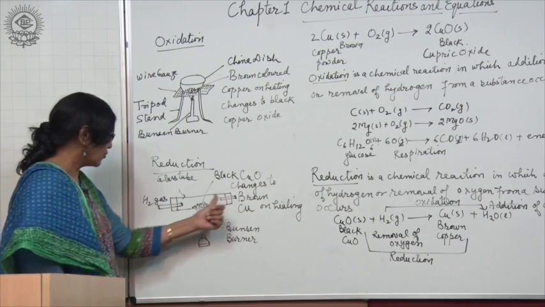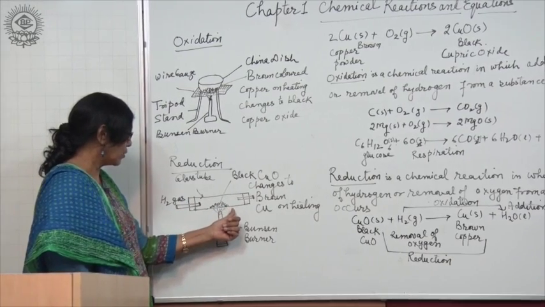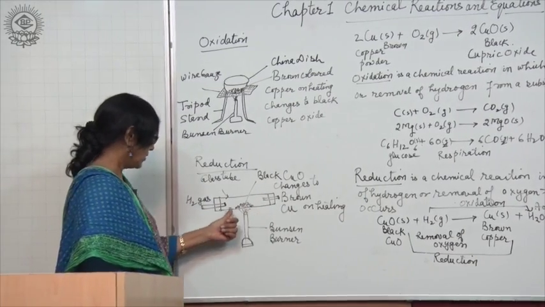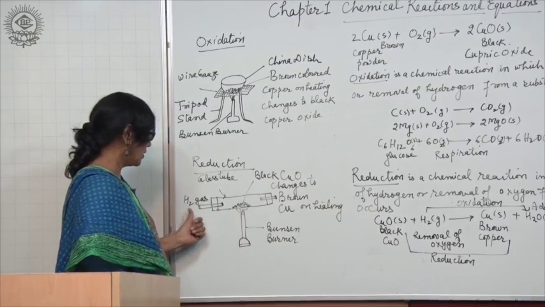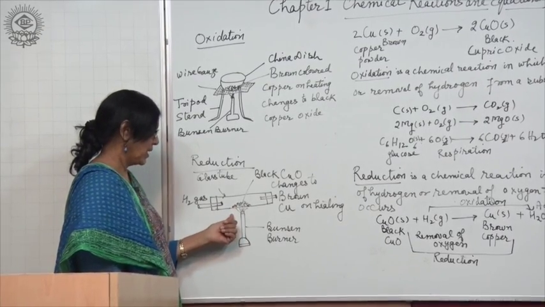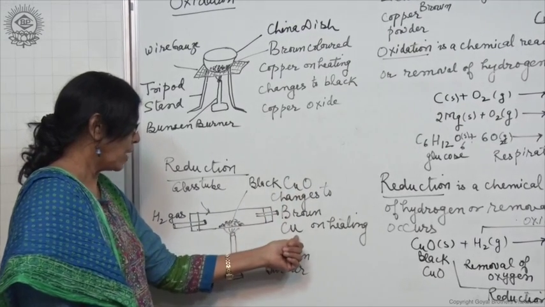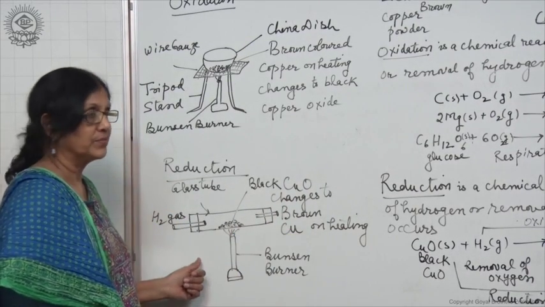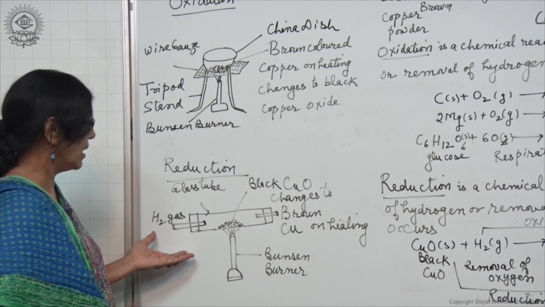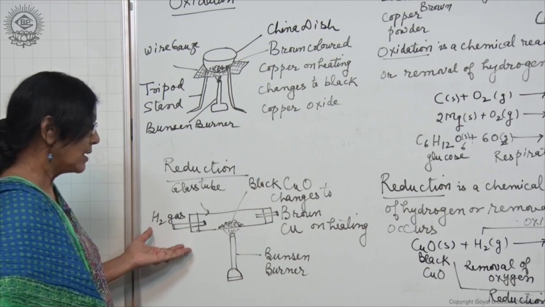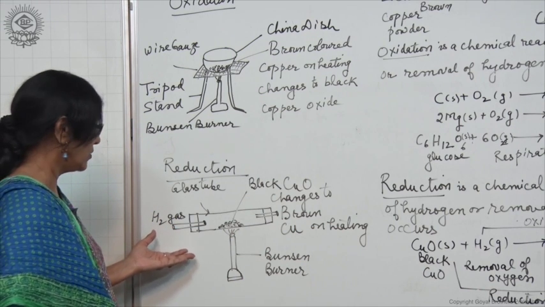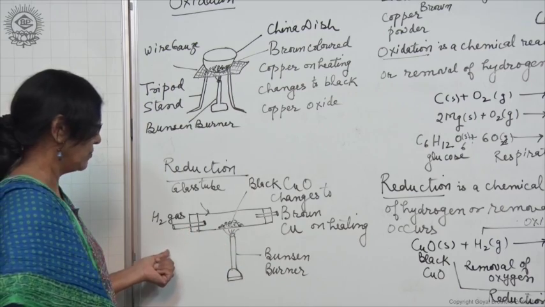Here this is a glass tube in which black colored copper oxide has been taken and it is heated, and hydrogen gas is passed over it. After some time, this black colored copper oxide changes to brown colored copper on heating. A chemical reaction has occurred. Now what is the chemical reaction which has occurred? Let us see from this equation.